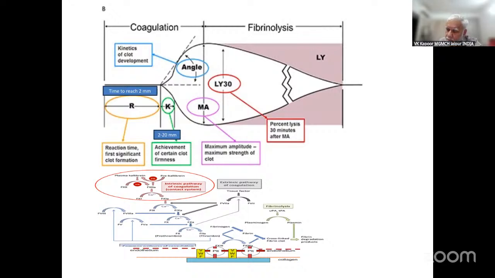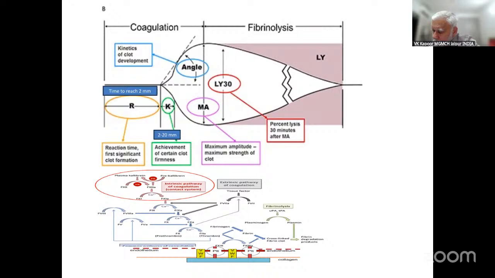MA is the maximum amplitude. It denotes the maximum vertical height on the graph. The value of the MA depends upon the active platelets and fibrinogen present in the blood. So if MA is decreased, it means there is a deficiency of either platelets or fibrinogen in the blood. So we have to transfuse either fibrinogen or platelets to this patient.